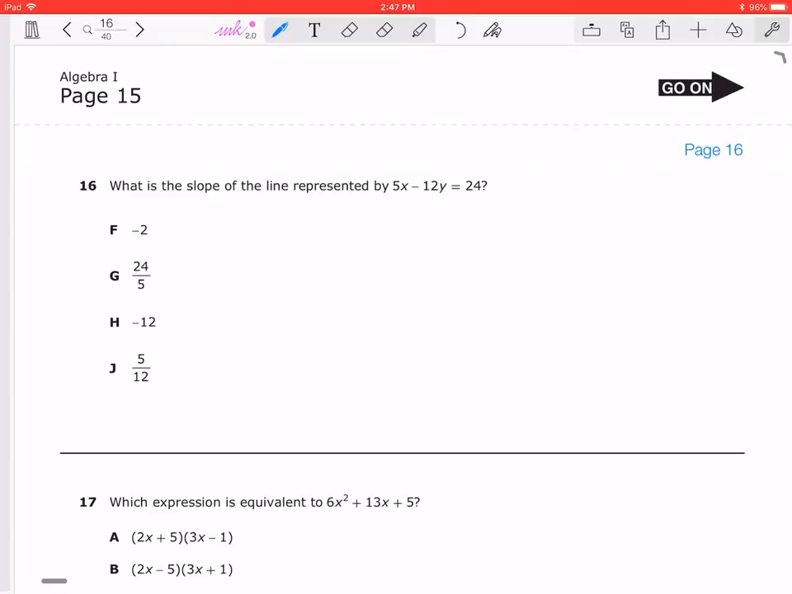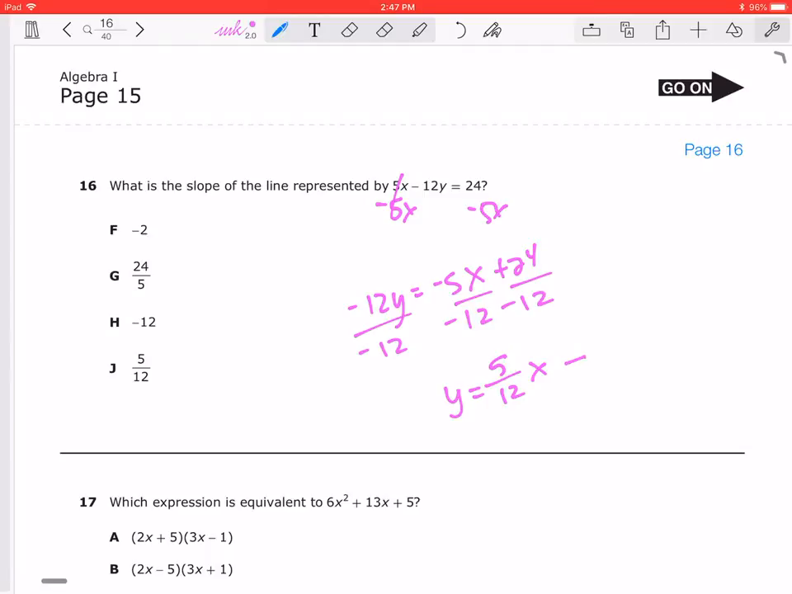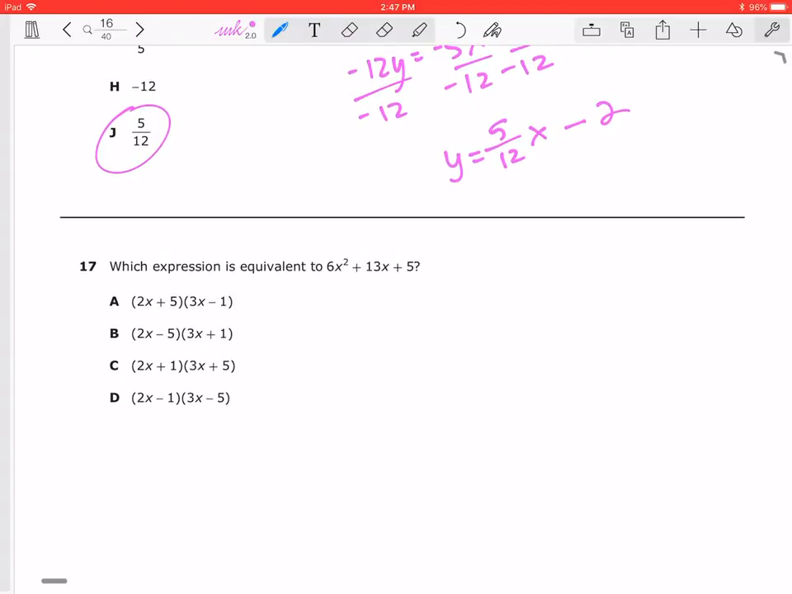Number 16, the slope of a line represented by 5x minus 12y is equal to 24. We need to put it in slope-intercept form. So I'm going to subtract 5x from both sides. That's going to give me negative 12y is equal to negative 5x plus 24. Divide by negative 12. It's going to give me y is equal to 5 divided by negative 12, that is positive 5/12 x, minus 24 divided by 12, which is 2. So our answer choice is going to be J.